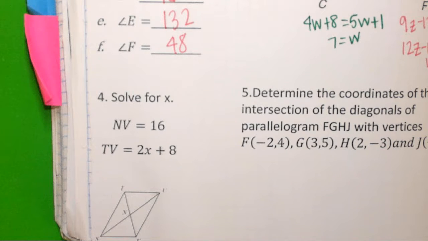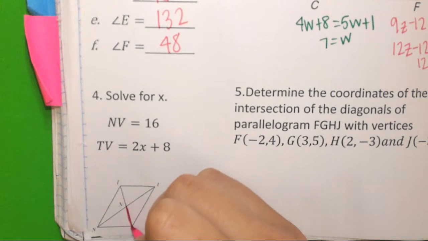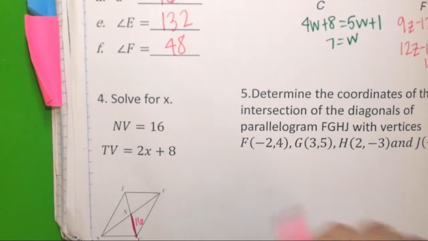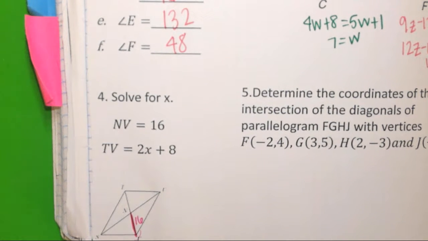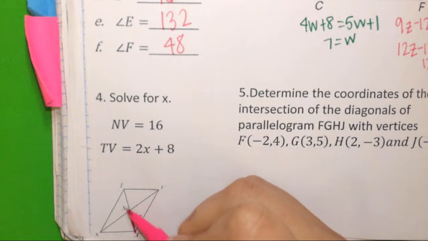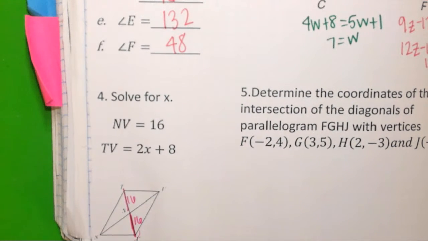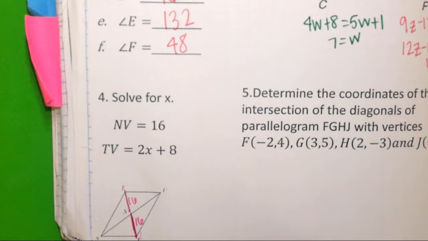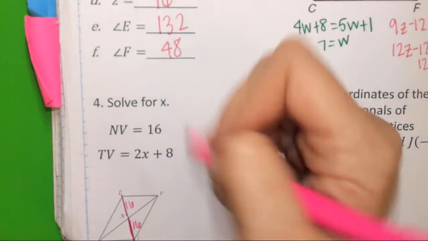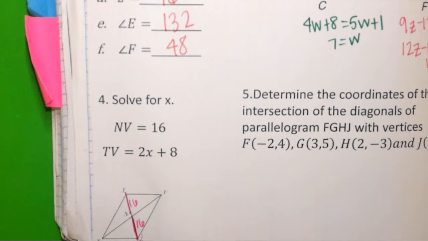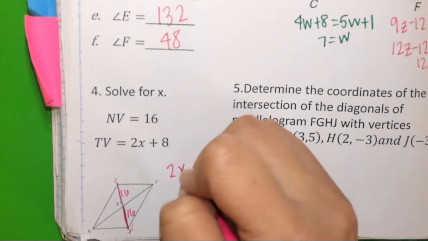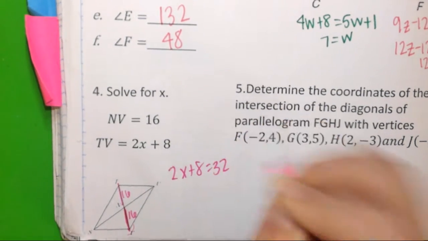So this one says to solve for x. It tells us that NV, which is this thing down here, is 16. But then it tells us that the whole thing is 2x plus 8. So if this is 16, what do we know this top part is? 16. It's also 16. So what would make the whole length of TV be? Where'd you get that from? Good, take a point. So what would we do with 32 now that we know that TV is equal to 32? Good, take a point. We would do 2x plus 8 equals 32. Alright, solve that.